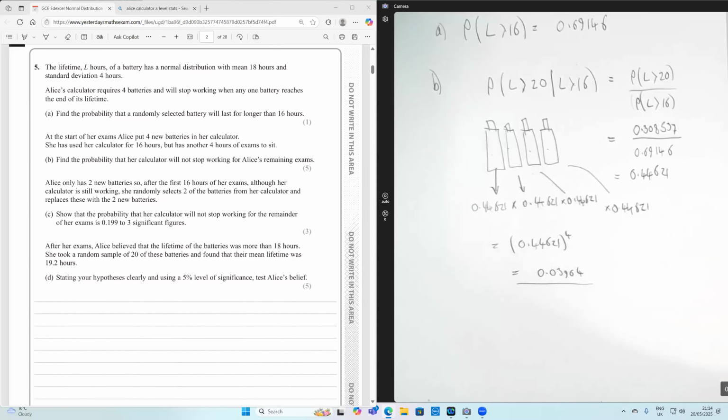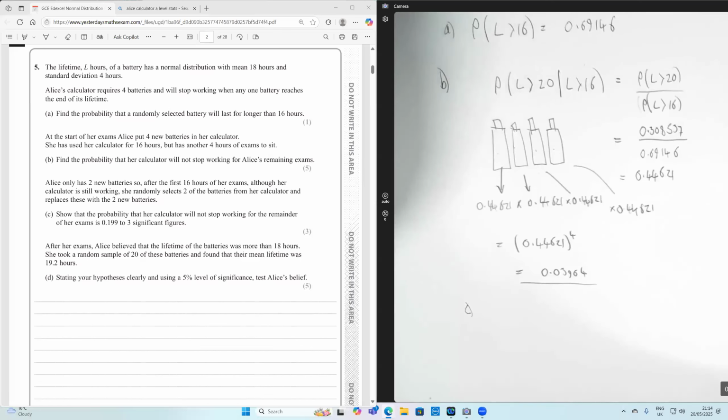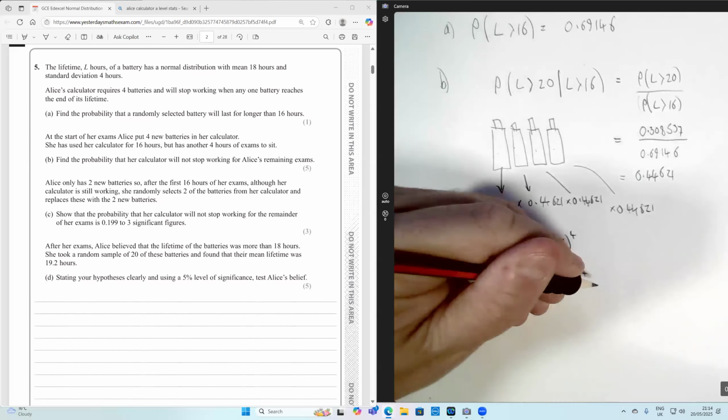So in order to try and remedy this situation, what Alice does is she basically takes 2 batteries out of the back of her calculator and replaces them with 2 new batteries in the hope that this is going to improve the situation. So let's look at the next part of the question. Okay, so we've done part B there. So that's our answer for part B.